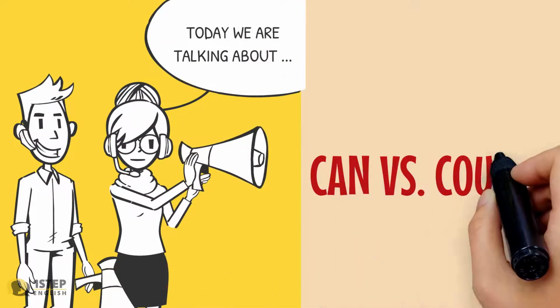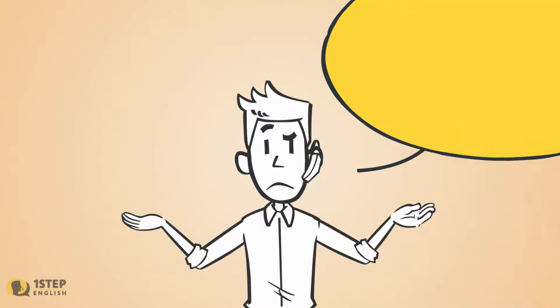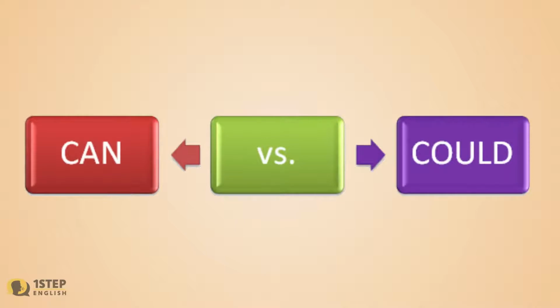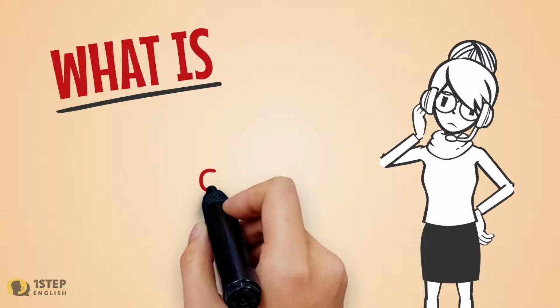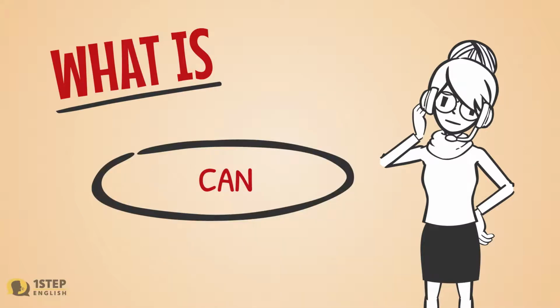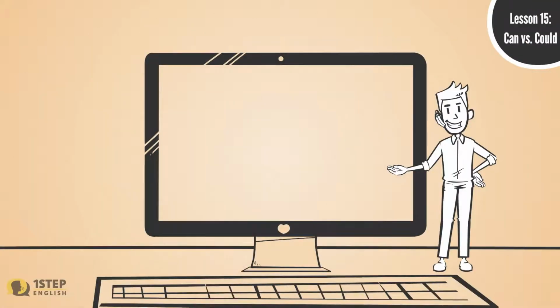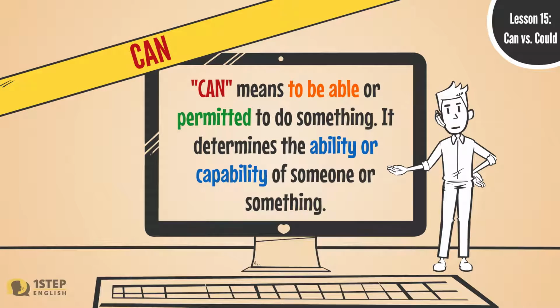Today, we are talking about can versus could. What is can? Can means to be able or permitted to do something. It determines the ability or capability of someone or something.